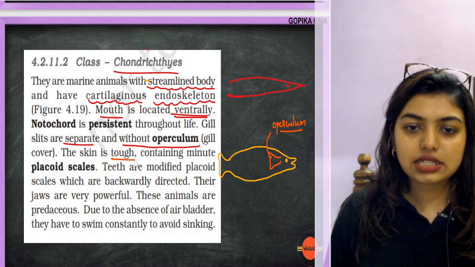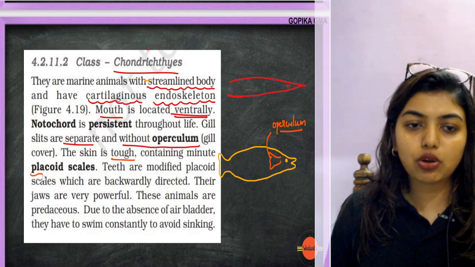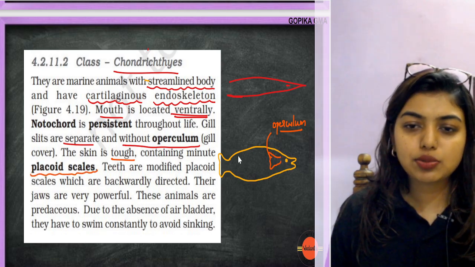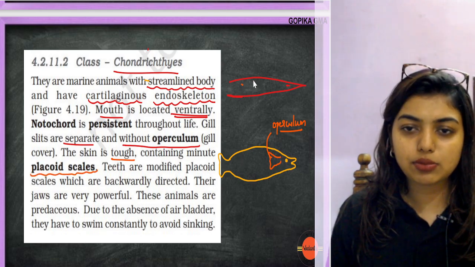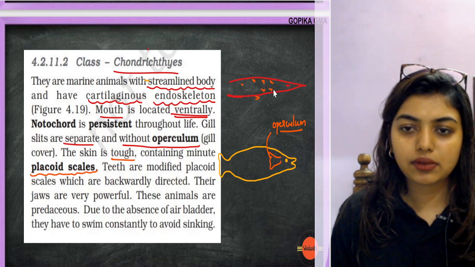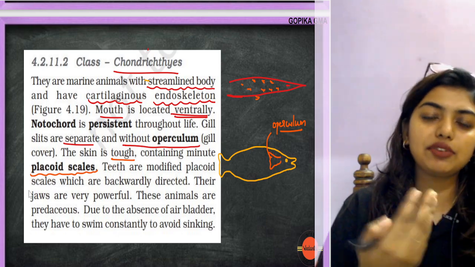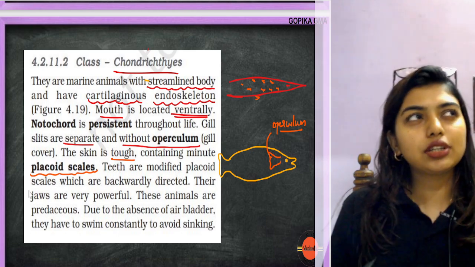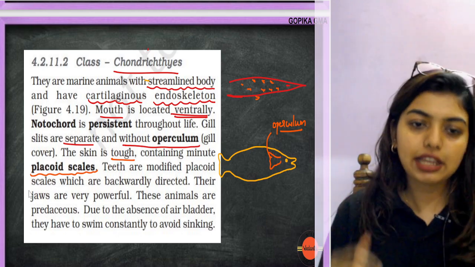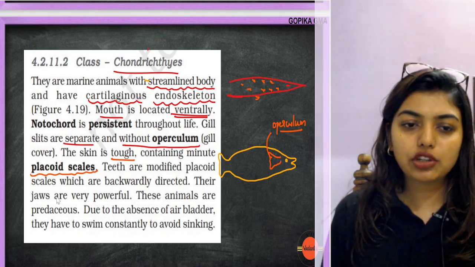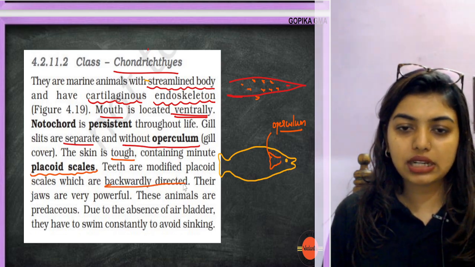The skin is tough, containing minute placoid scales. Small scales are there in these animals, that is called placoid scales. Scales have different types, cycloid, placoid, which you do not have to study now. So just remember they have placoid scales. Teeth are modified placoid scales which are backwardly directed. Their jaws are very, very powerful.